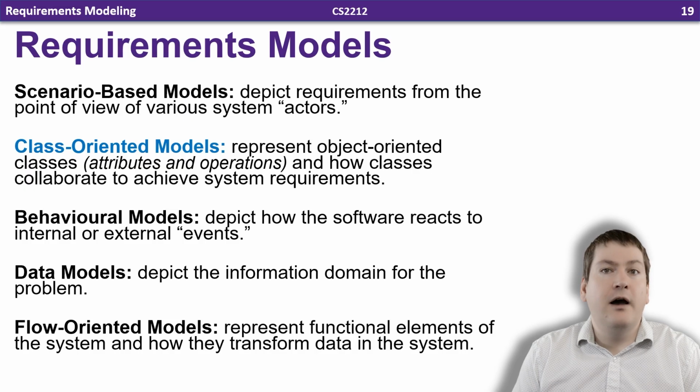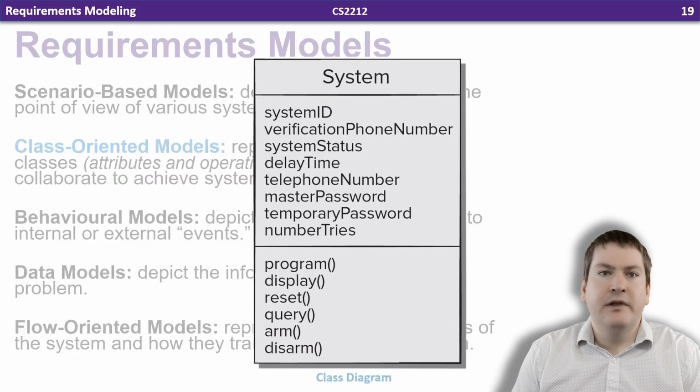Class-oriented models show the object-oriented classes that might be present in the system. These detail not only the attributes and operations of each class, but also the relationships between them and how they collaborate. These models are documented with work products such as UML class diagrams or Class Responsibility Collaborator, CRC, modeling. We'll talk about that second one later in this video.